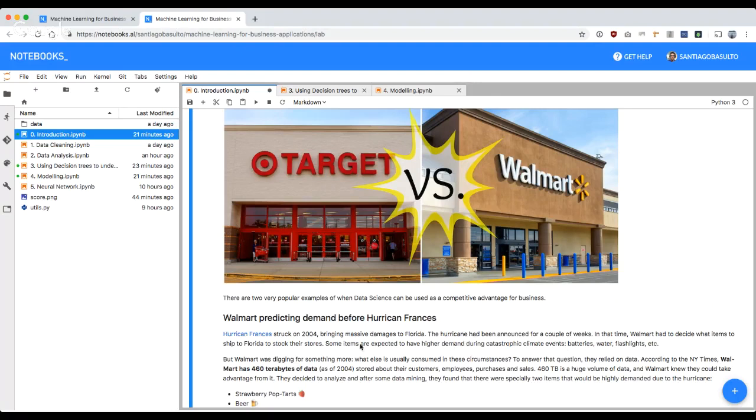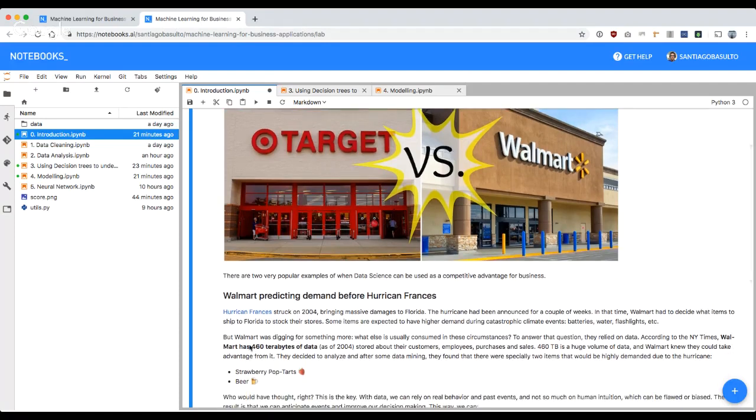But aside from that, what else? Walmart had a lot of data at that moment. Reportedly, they have 460 terabytes of data. And this is 2004. Oh, sorry. This is a lot of data, to be honest. So they decided that they could take a peek at that data and somehow get a better understanding of what their customers might be needing.